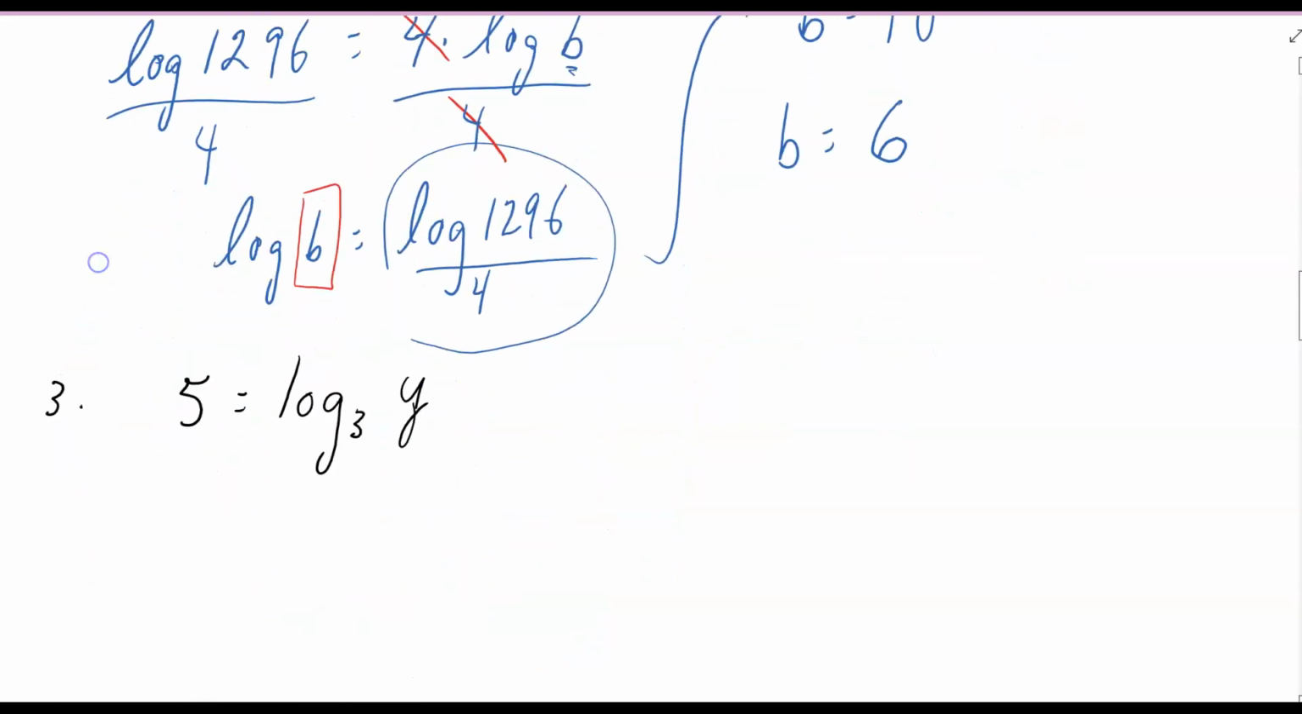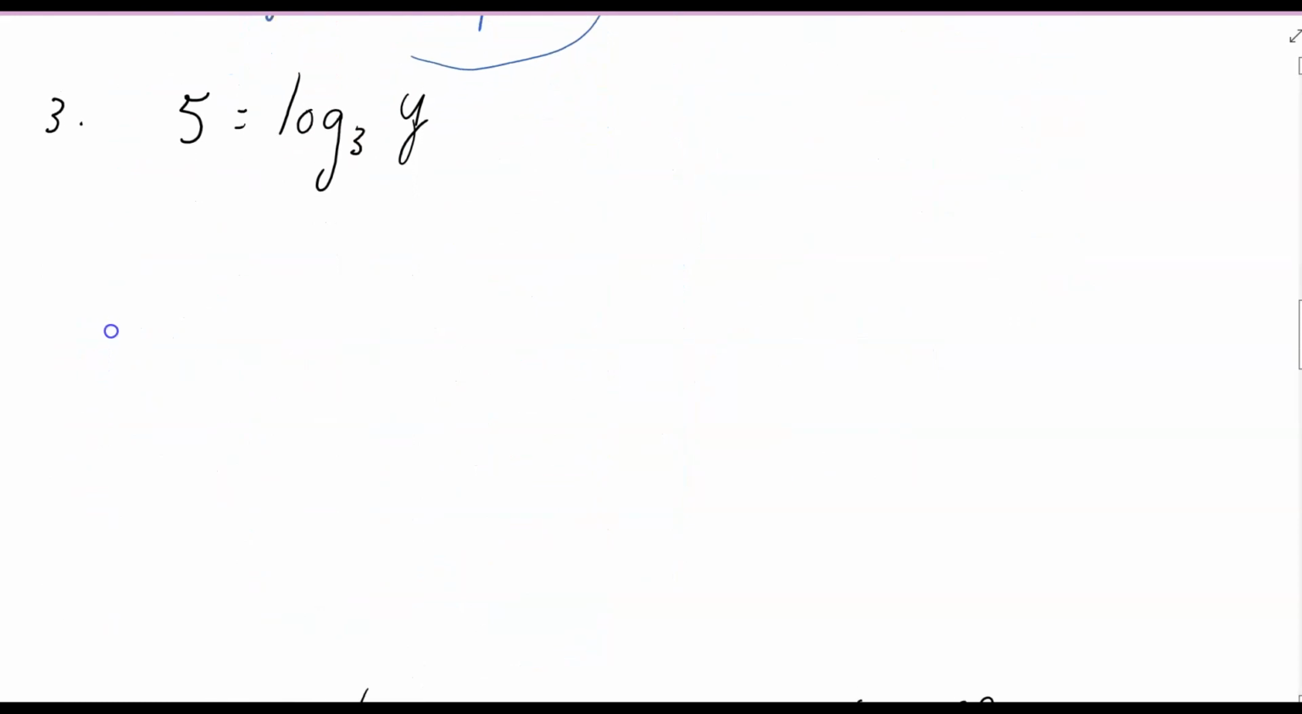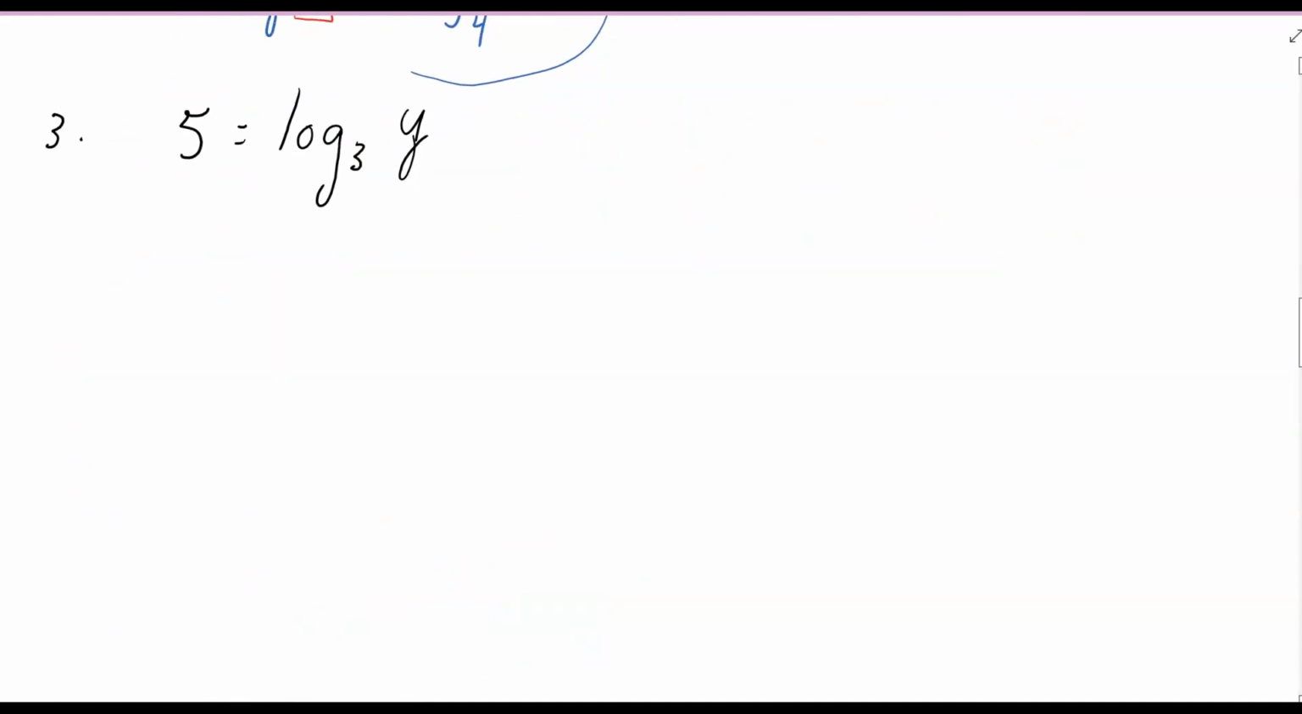Moving on to another example. We have an equation in logarithmic form where the argument is the unknown. And so changing this to exponential form will help, which means y, the argument, is equal to the base raised to the exponent. That one could not have been easier. So y equals 3 to the power 5, 243.